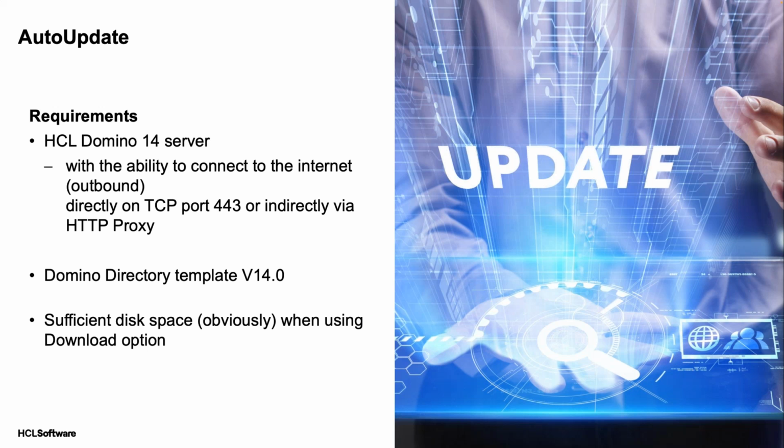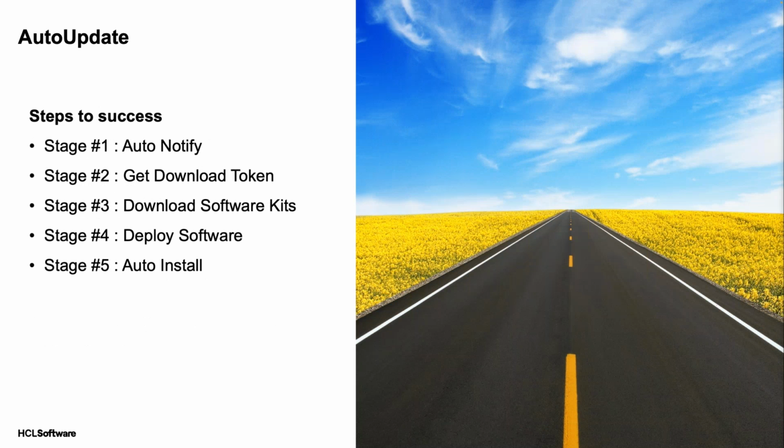All right, so let me sketch a little bit of a roadmap here on the following slides, what we are going to show. The first stage is to set up the auto notify feature, which is enabling you to receive information on which new versions are available. Then we are going to explain how to get a so-called download token and how to apply that into your configuration. We're going to show how to download software kits and how to deploy them in your environment. And we conclude with the auto install part.